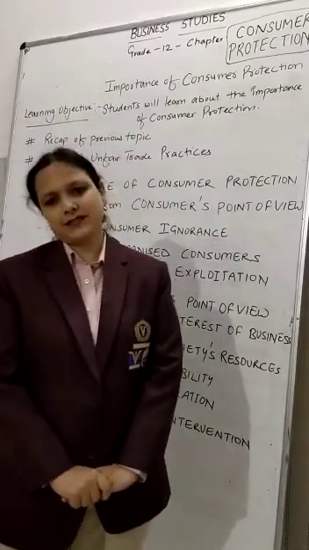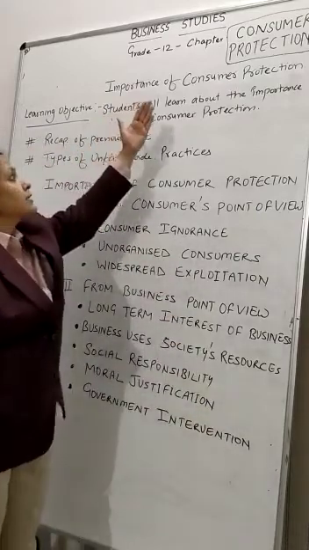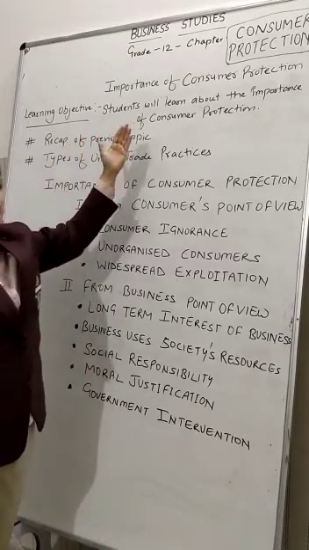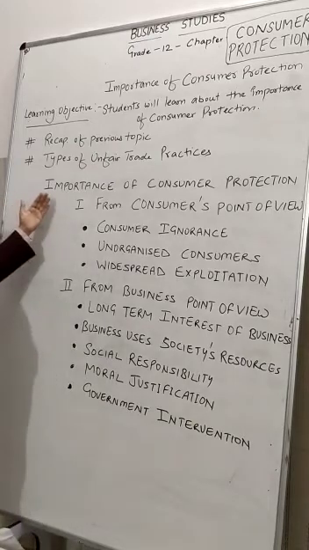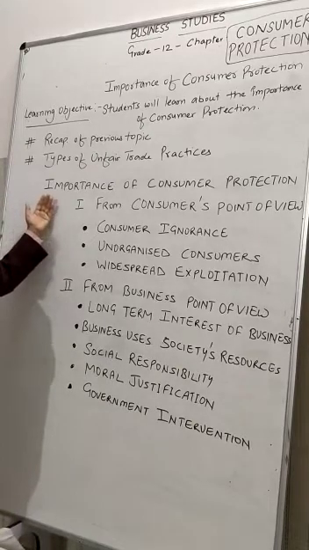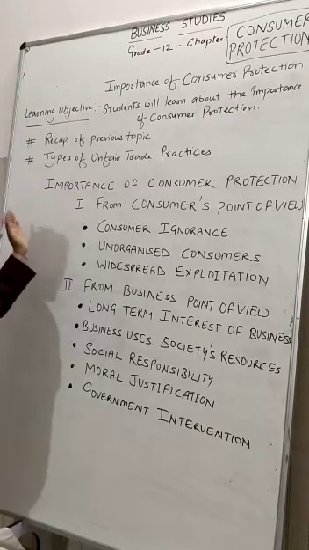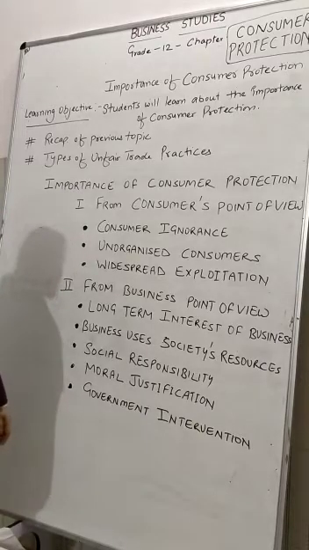So we need justice. Let us start with today's topic, the importance of consumer protection. Our objective is that students will learn about the importance of consumer protection. Caveat emptor was the traditional approach used earlier, which says let the buyer beware. That means the buyer, the consumer, must know about his rights, responsibilities and the reliefs available to them.